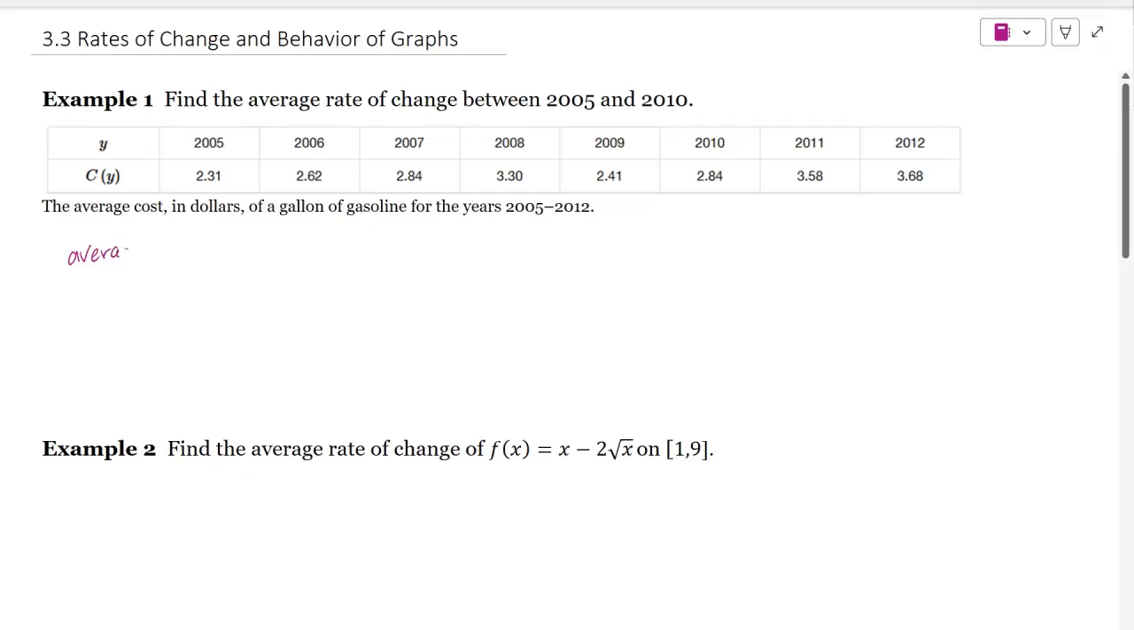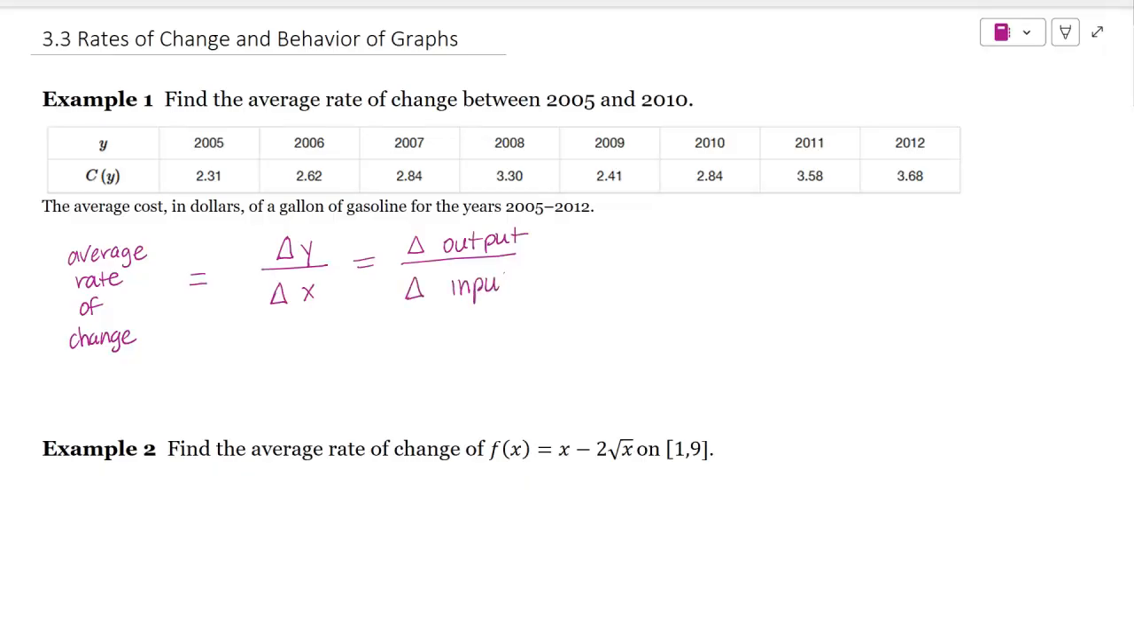So I want to think about the change in my y values divided by the change in my x values, or the change in my output values over the change in my input values.